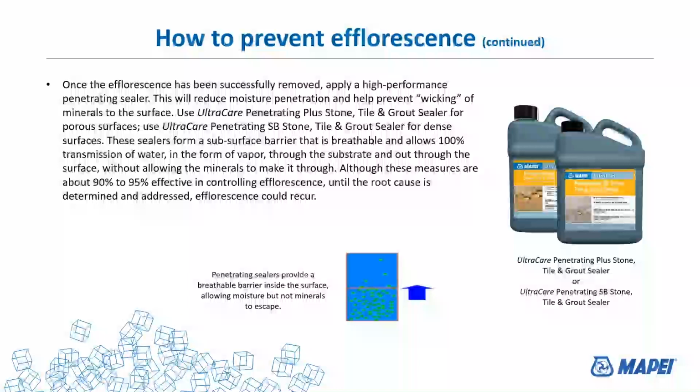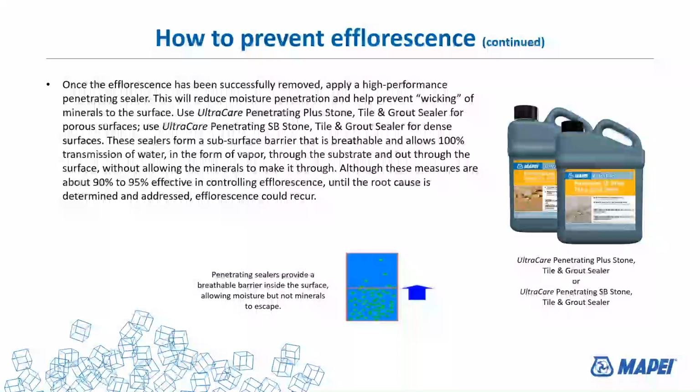If it was a dense stone with FA grout and it effloresced, we got it off the tile, got it off the stone, because of the density of the grout and possibly the density of the stone, be it a granite or something like that, I would tell you use the SB in that situation so it gets into those dense surfaces easier than a water base like our Penetrating Plus.